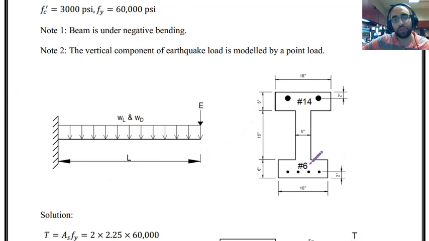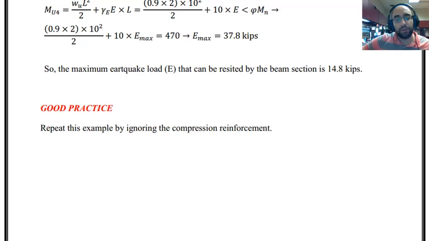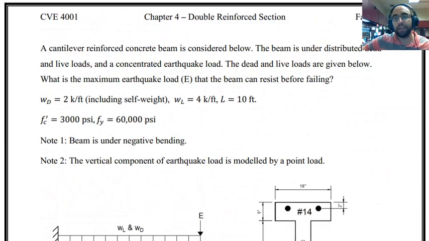Solve the same problem, just remove the compression reinforcement and see what is phi Mn and compare it versus Mu. So this is the example that we have about a double reinforced section. Please solve it again at home.